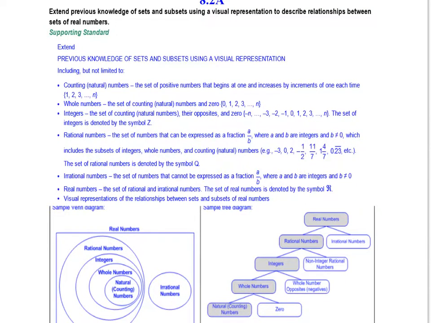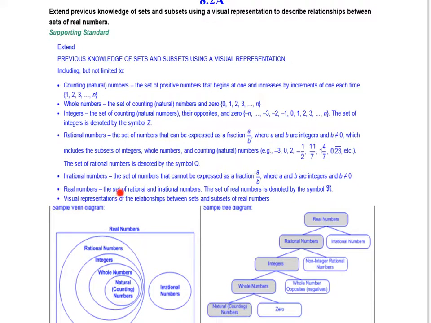Now, irrational numbers. These are the set of numbers that cannot be expressed as a fraction a divided by b, where a and b are integers and b is not equal to 0. We'll get to that a little bit later. Real numbers are the set of rational and irrational numbers. So the set of real numbers is denoted by the capital letter R.